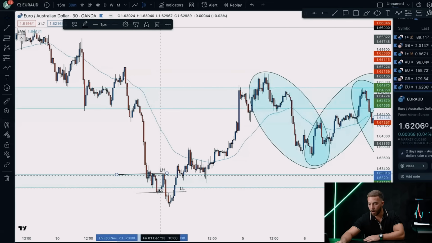We pulled up all the way up to that lower high point. We never body closed above. So cool. Now that doesn't mean that anything happened. The market is still bearish. But then we body closed under. So now this is the new lower low.